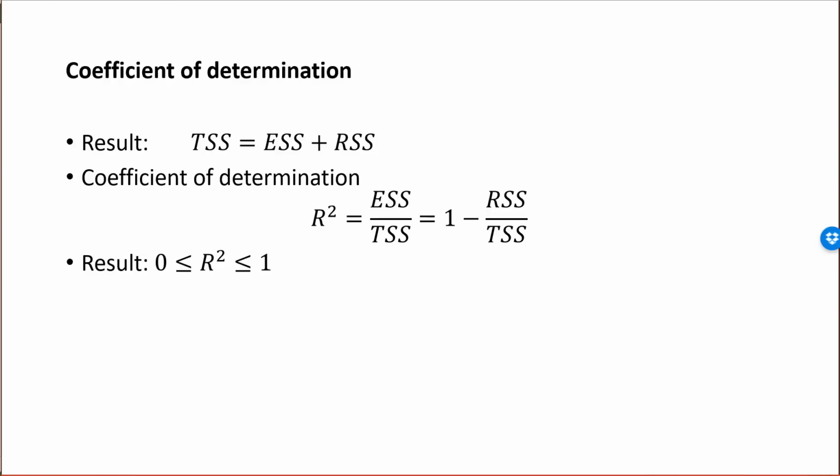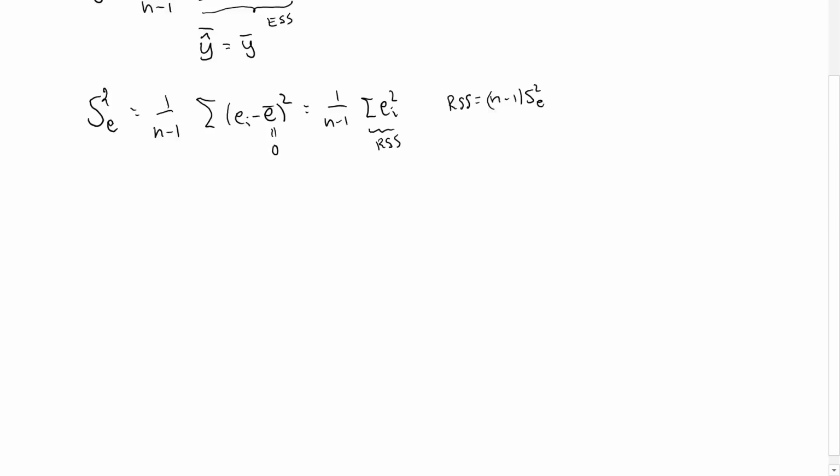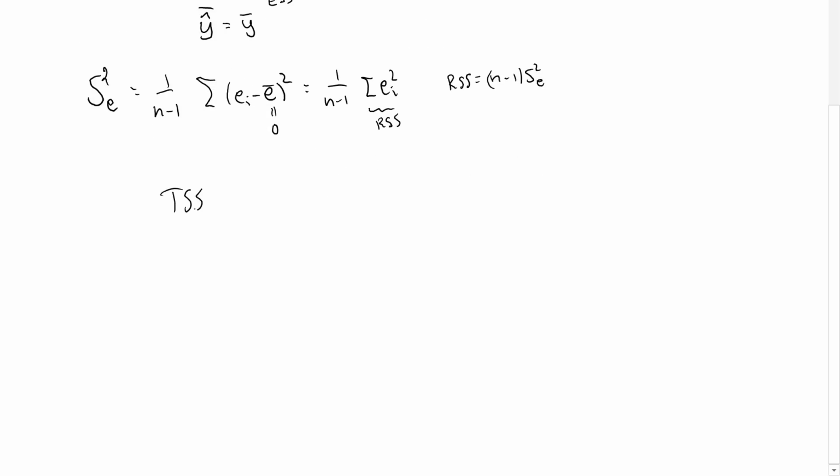To see that R square must be between 0 and 1, just remember we have this relationship. All three of these are sums of squares. So all of them must be greater than or equal to 0 because we sum non-negative numbers. So this is greater than or equal to 0, this too, and this too.